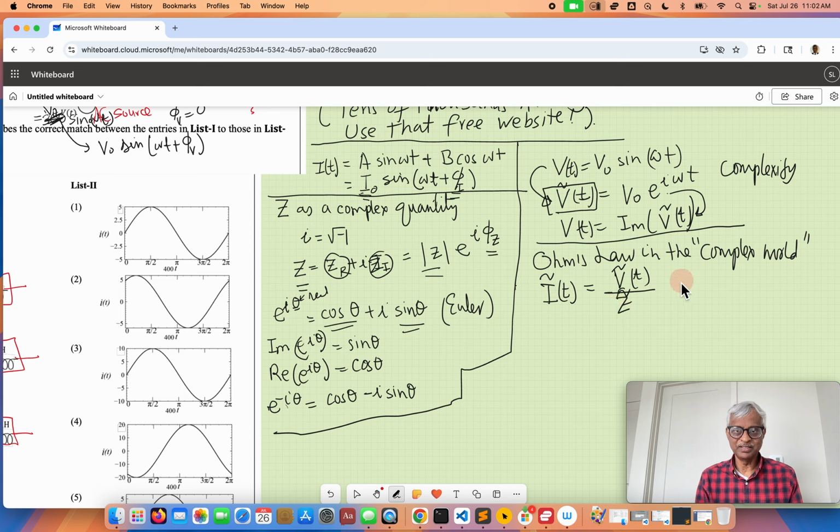So 1 over z tilde is actually called admittance. The z tilde is still called impedance, and sometimes called complex impedance. So 1 over z tilde is called complex admittance.